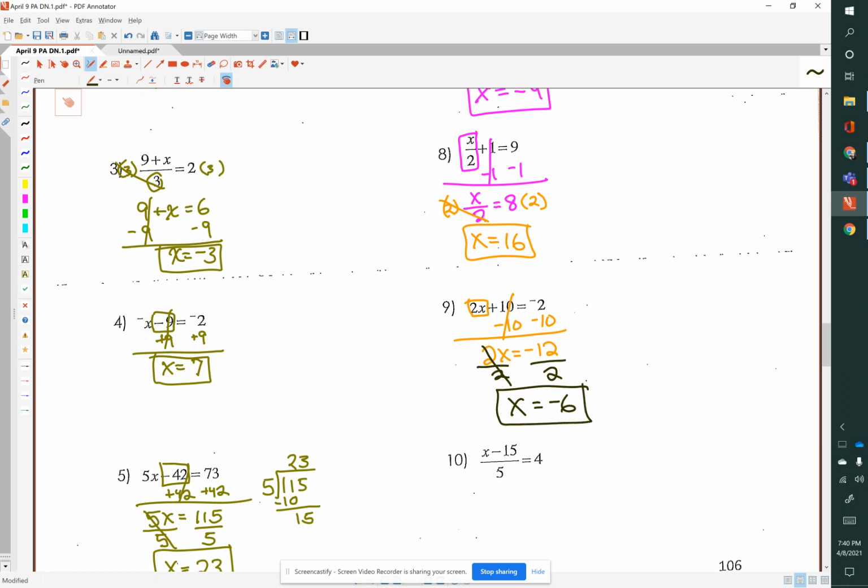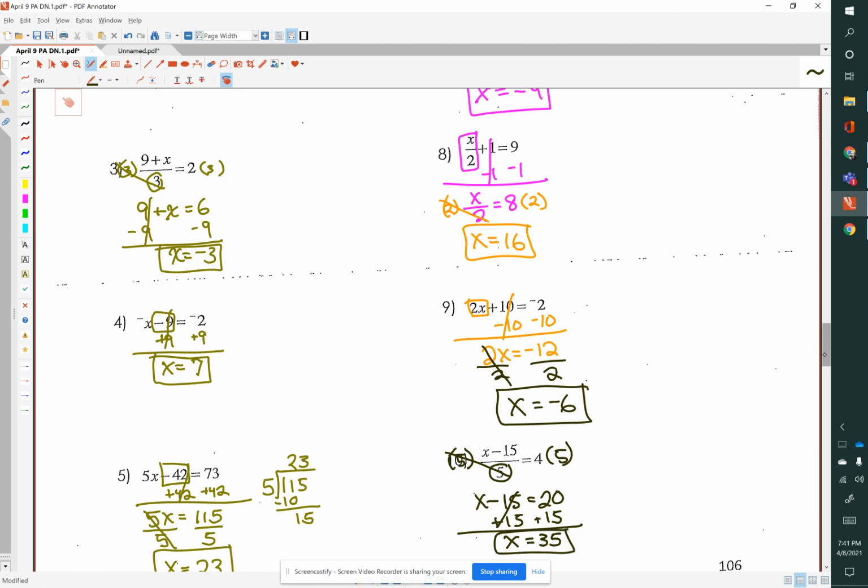And finally, number 10, the first thing I'm going to have to do is get rid of this denominator. So that's division. So I'm going to multiply both sides by 5. That cancels out the denominator, and I'm left with x minus 15 equals 4 times 5, which is 20. Now, what's happening to x? 15 is being subtracted, so I will add 15. And whatever I do to one side, I do to the other, and x equals 35. And that is a final answer.